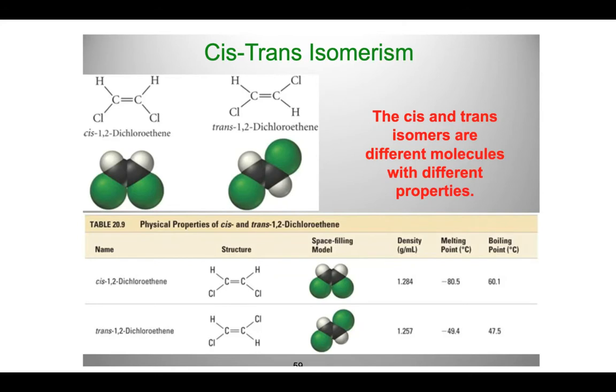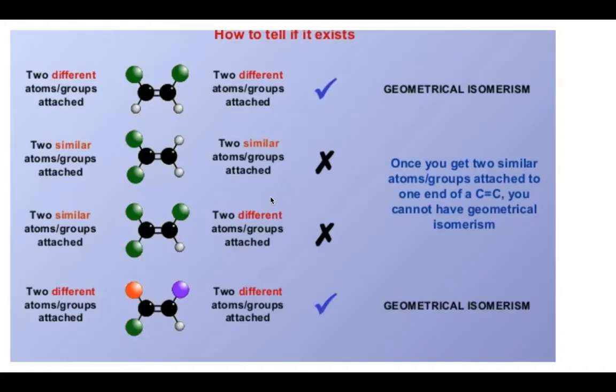And again, this chart just illustrates that the cis and trans isomers are different molecules with different properties, different densities, melting points, and boiling points. This model that they're depicting here is called a space filling model. Okay, so how that would look. So let's take a look.